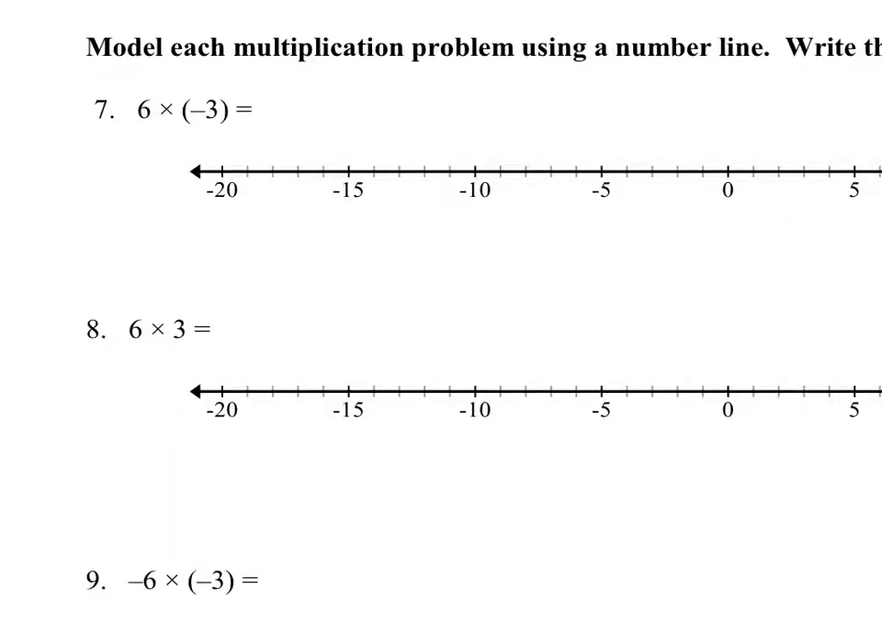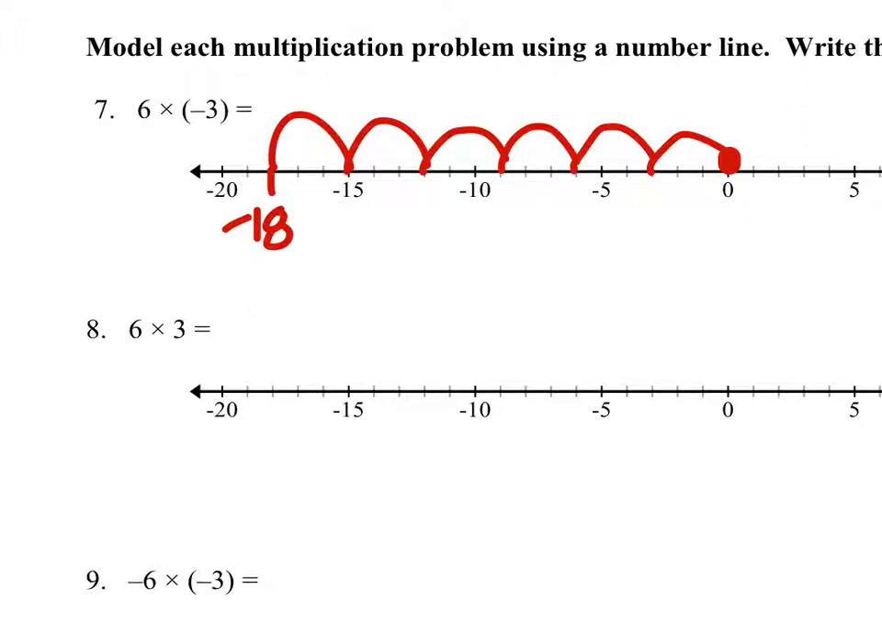So, let's talk about what this means though. Number 7. Yes? 6 groups of negative. There you go, 6 groups of -3. So, starting at 0, right here, let's give ourselves 6 groups of -3. There's one group, 2, 3, 4, 5, and 6. That's -18 right here. And again, since this 6 is positive, we don't need to worry about that opposite garbage. Our answer is just -18.